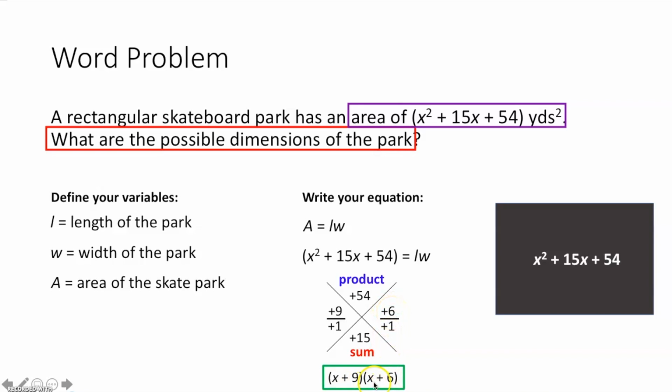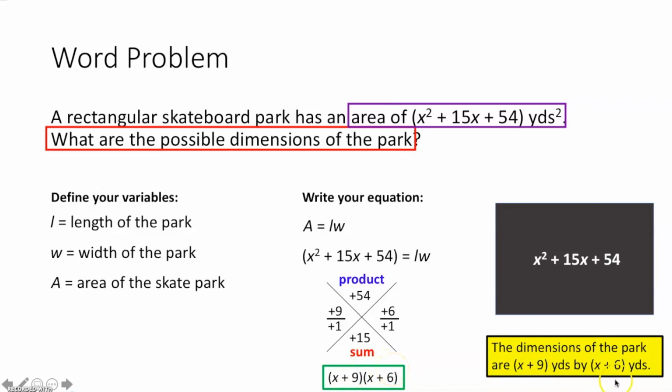Now, what does that mean? What did we just find? We just found the length and the width. So we can say that the dimensions of the park are x plus 9 yards by x plus 6 yards. You can't really choose which one is the length and which is the width because we don't have enough information in the problem to determine that, but we know the longer side will probably be the x plus 9 and the shorter side will be the x plus 6. Cool?